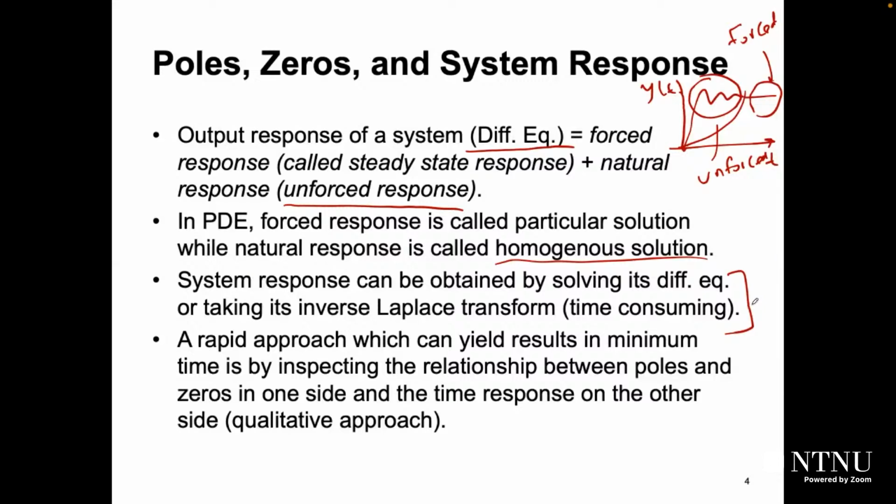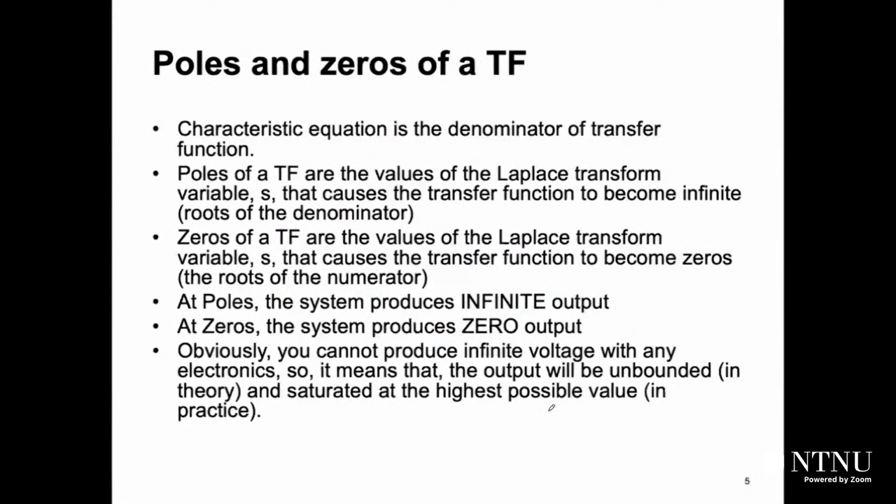A rapid approach which can yield results in minimum time is inspecting the relationship between poles and zeros on one side and the time response on the other side. So there are some qualitative approaches which can be used for obtaining the time response. Poles and zeros of the transfer function constitute something called the characteristic equation, which is the denominator of the transfer function. The transfer function g of s has two parts, right? We have one part here and one part here. The denominator here we call the characteristic polynomial, or characteristic equation, of the transfer function.